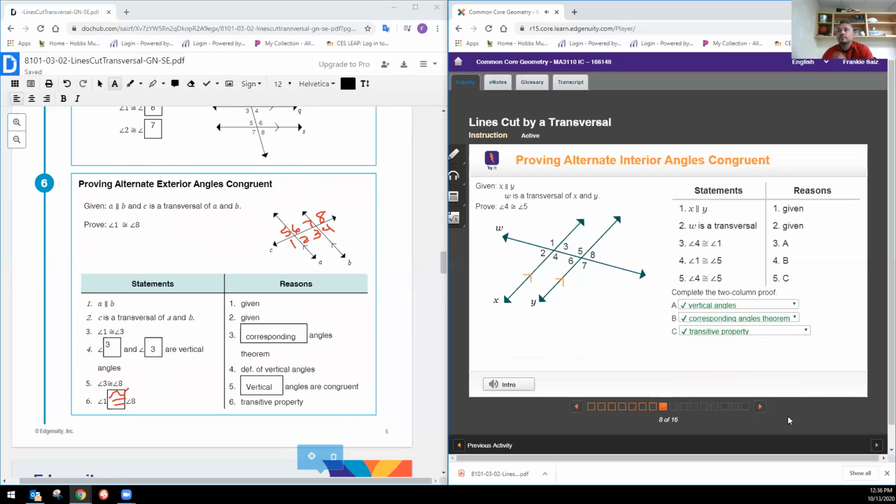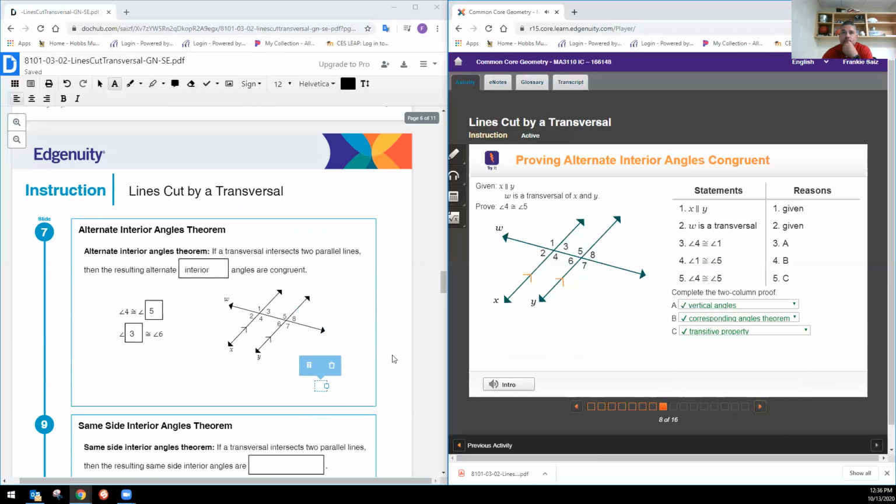The converse of the statement is also true. If two lines in a plane are cut by a transversal and the alternate interior angles are congruent, then the lines are parallel.